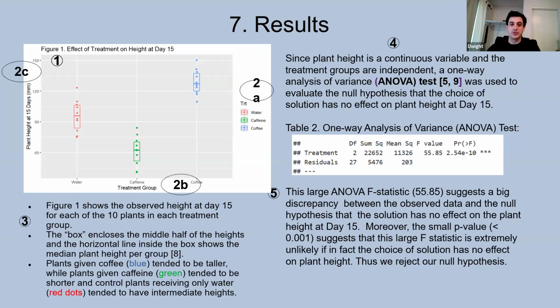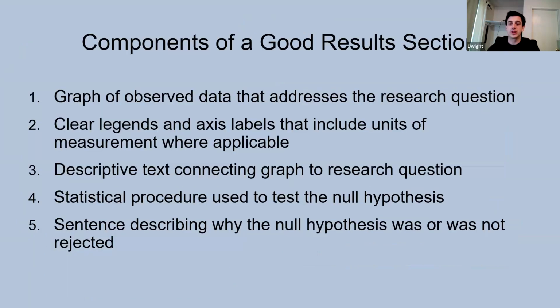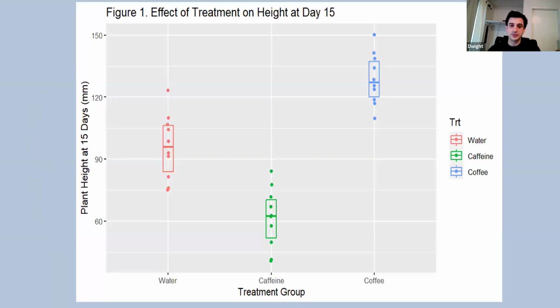So to recap, on the next slide, a results section that incorporates statistics well includes a graph showing the observed data, clear legends and axis labels, text connecting the graph to the research question, a statistical procedure used to test the null hypothesis, and a sentence describing why the null hypothesis was or was not rejected. Now we'll break this section down in a bit more detail, starting with the next slide.